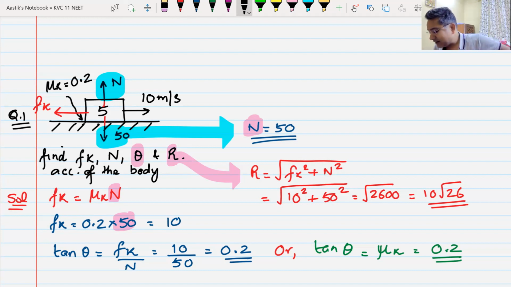Now, to find out the acceleration of the body, you have to draw the free body diagram. I have already drawn the free body diagram. The only force which is acting on this body is the frictional force. Do we understand this? Yes or no?